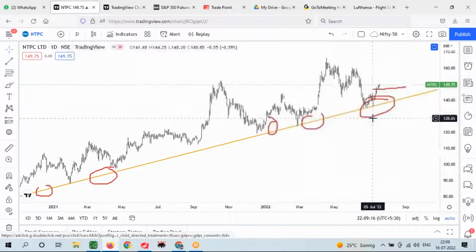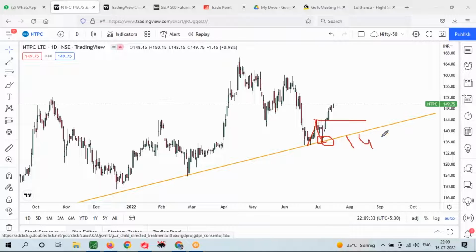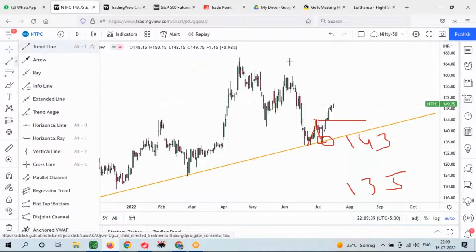Okay, and now see what happened, right? There was a dip, intermediate top, higher bottom, crossed. Long here, 143. This is a stop loss. 143 long, 135 stop loss. Okay, now where it can head and where we have to book profit.